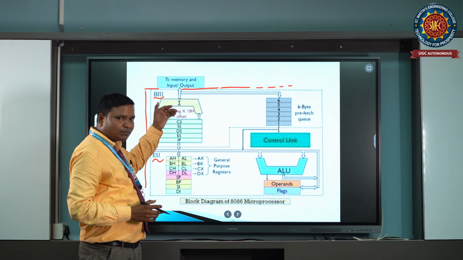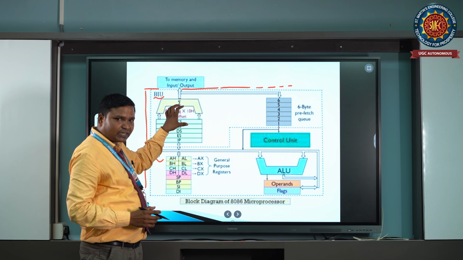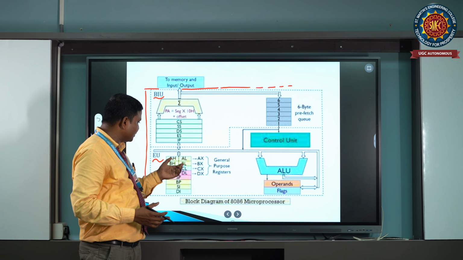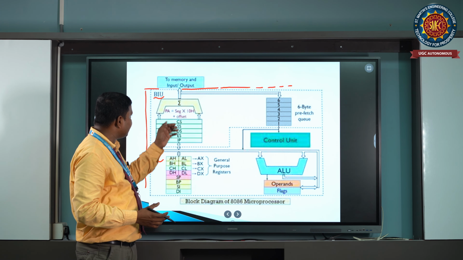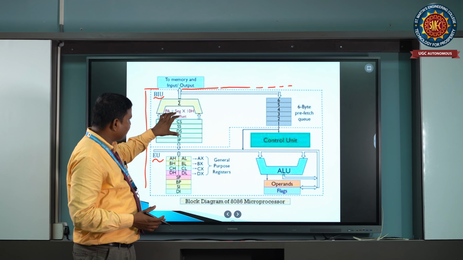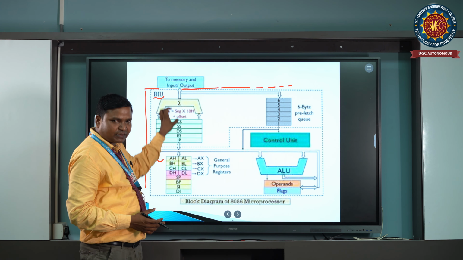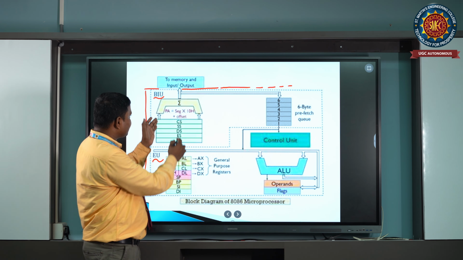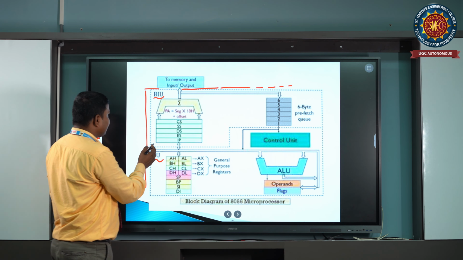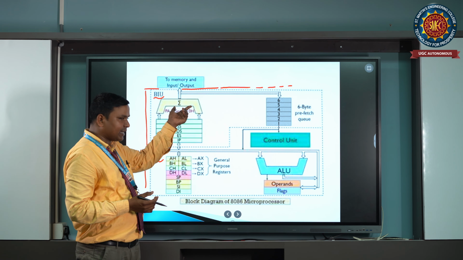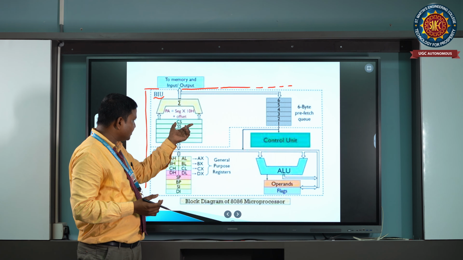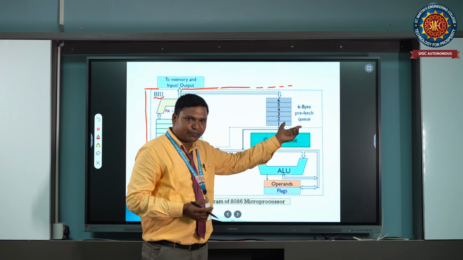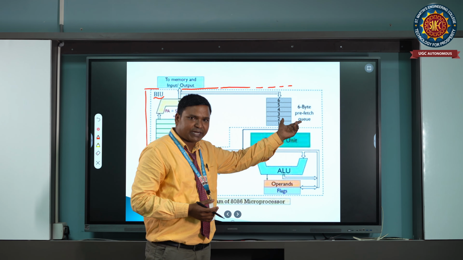So what is the purpose of the bus interface unit, and what do we need to learn in the execution unit? The bus interface unit will be fetching the instructions from the memory. In the bus interface unit, we need to learn the adder, the segment register, and the byte prefetch queue. This is the 6-byte prefetch queue.